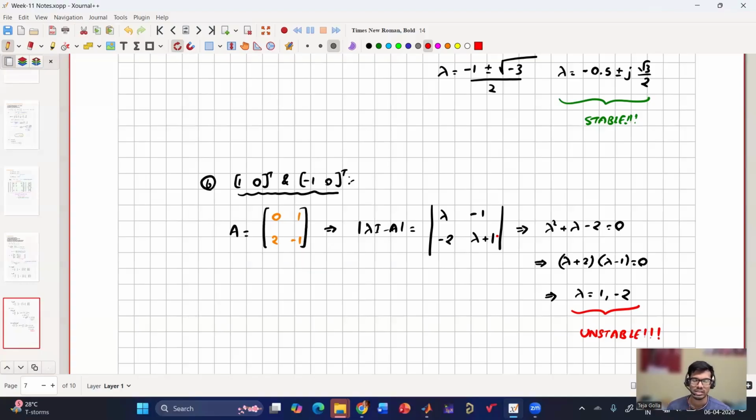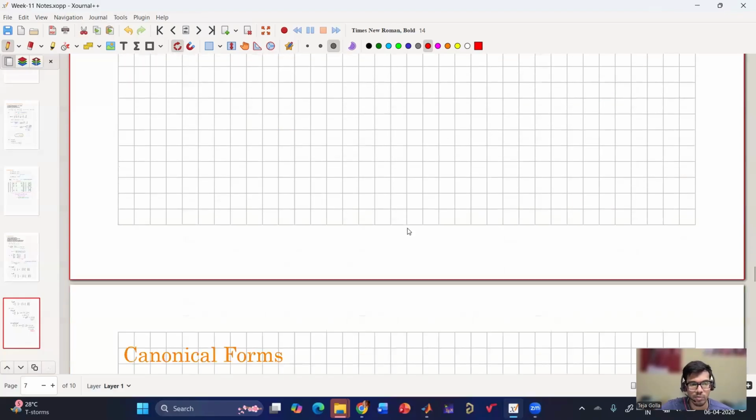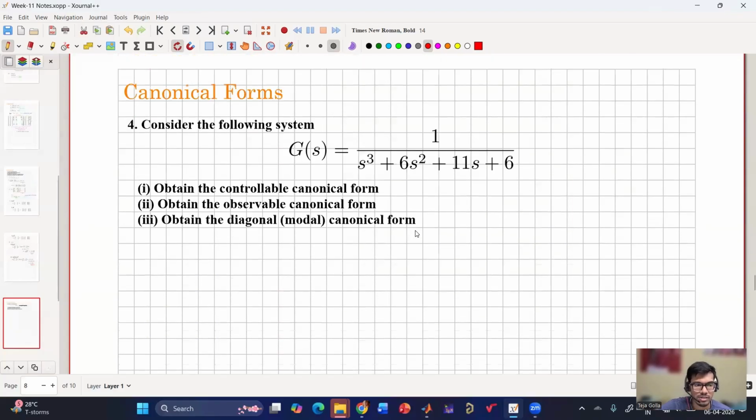So one is stable and the other two are unstable. With that, if you have any questions, you can ask, else we'll move to the subsequent discussions. There are two more topics left. One is the canonical form, another one is the exponential matrix. First we'll start with the canonical form.